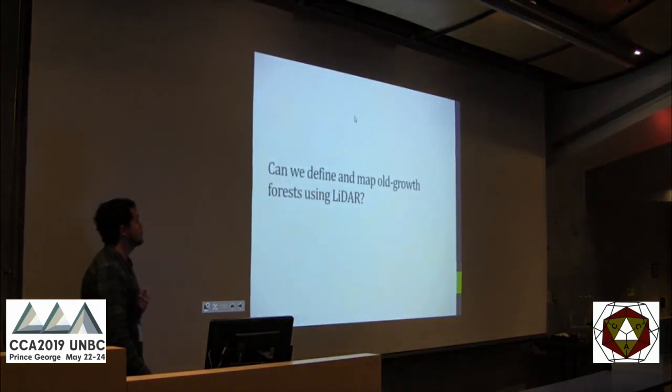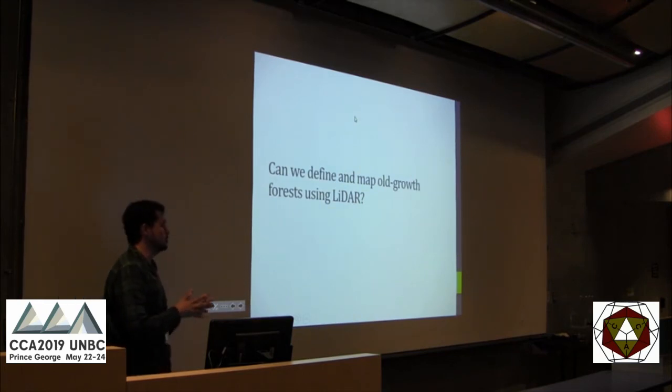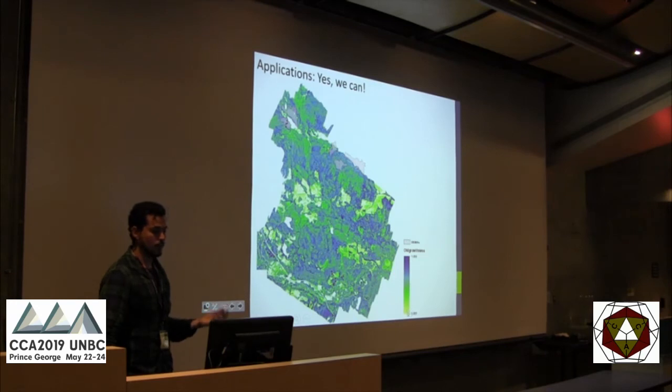So now back to my question: can we define a map of old growth forest using LiDAR? The answer is yes, we can. Now that we have this map, I have areas with very low values for old growth, and in blue here the areas with very high values for old growth forest. So I'm not saying this is old growth, I say this has very high value for old growth.